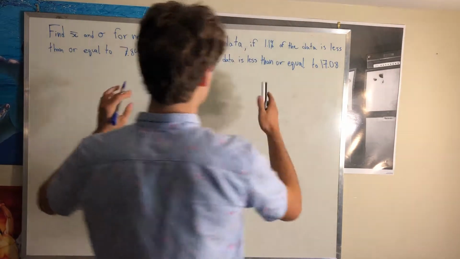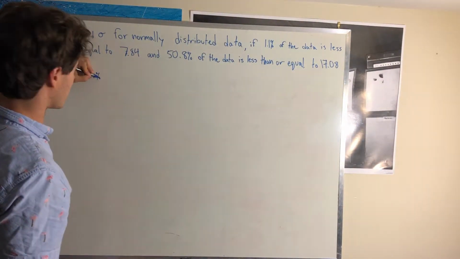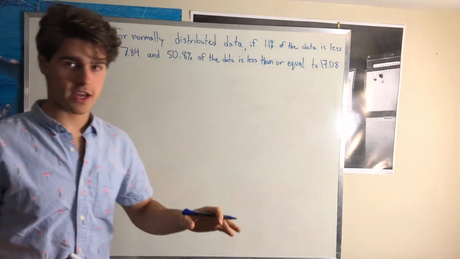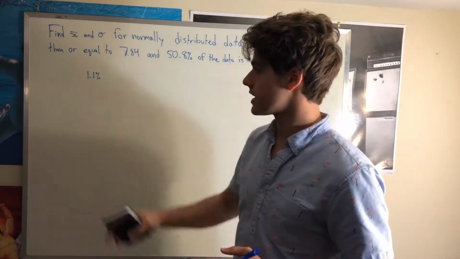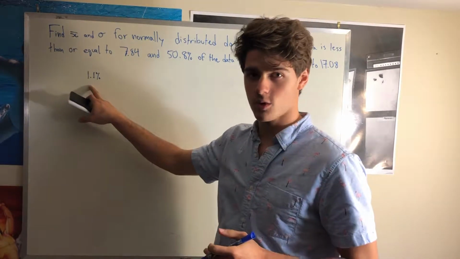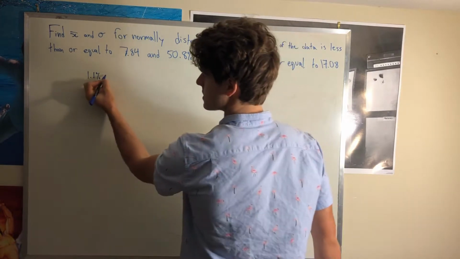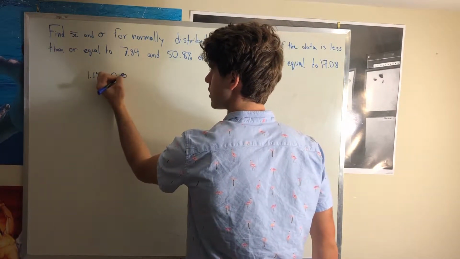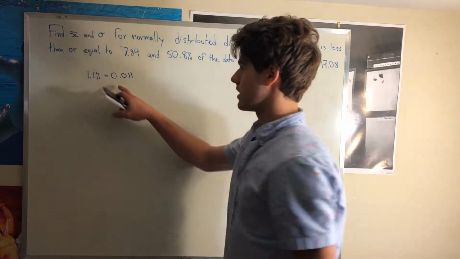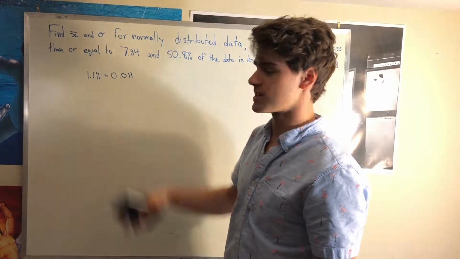So, firstly, we have 1.1%, okay? So 1.1% of the data is less than or equal to 7.84, okay? So, what is the corresponding z-score value for 1.1%? Well, 1.1% in decimal form equals 0.011, right? To go from percentage to decimal form, you just divide it by 100, okay? So these are the same thing.